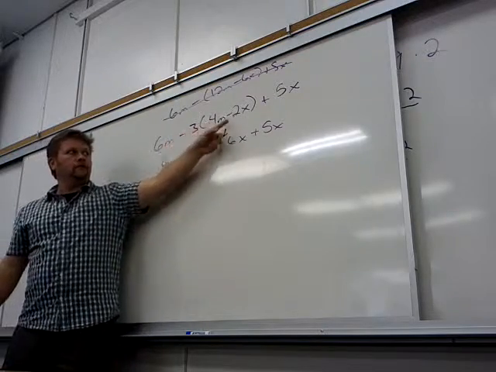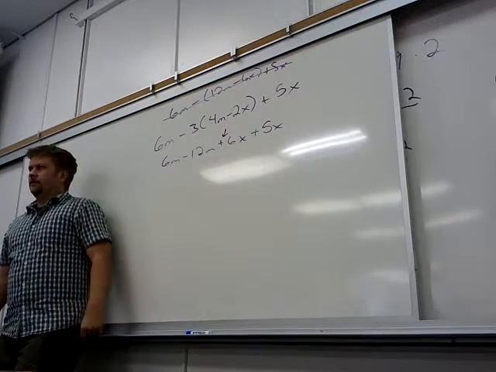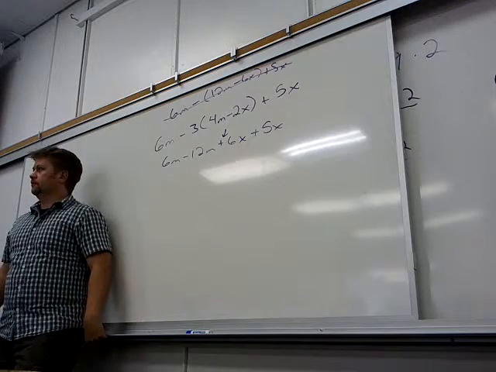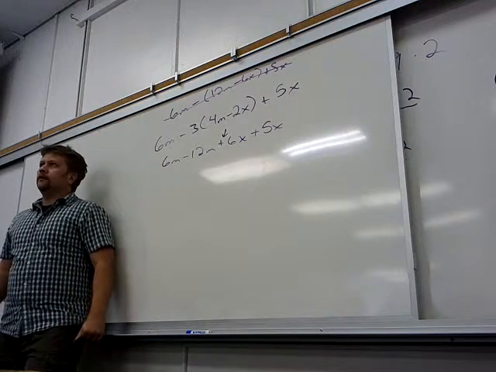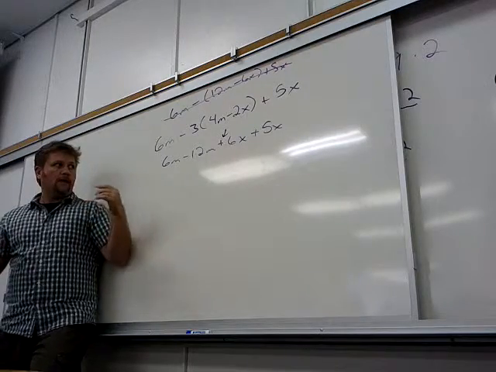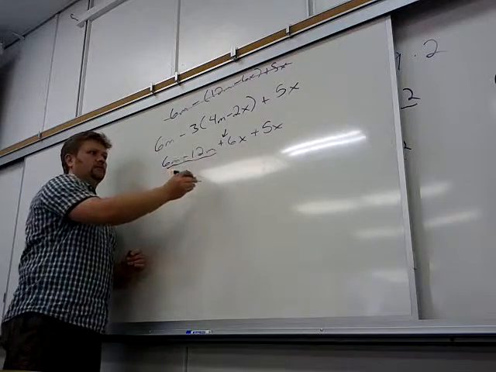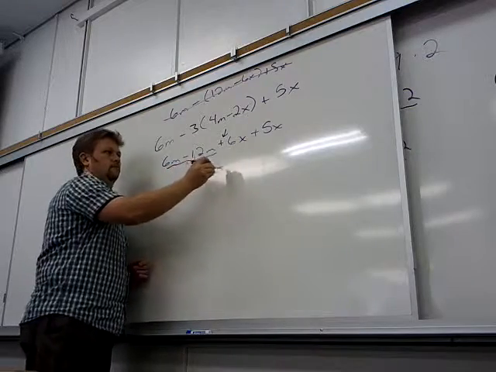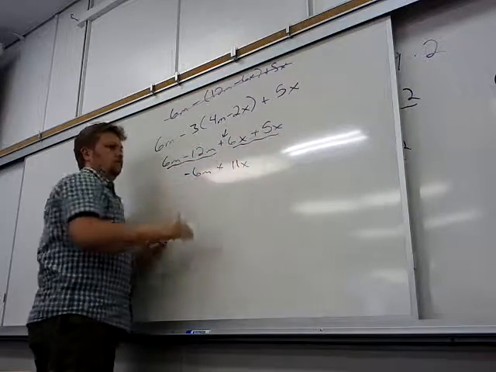Negative times negative is plus. And now it's just get your like terms together, right? And thankfully, most of you guys were good with just getting like terms together on this problem. These obviously can go together. Minus 6. Plus 11x. Cool.